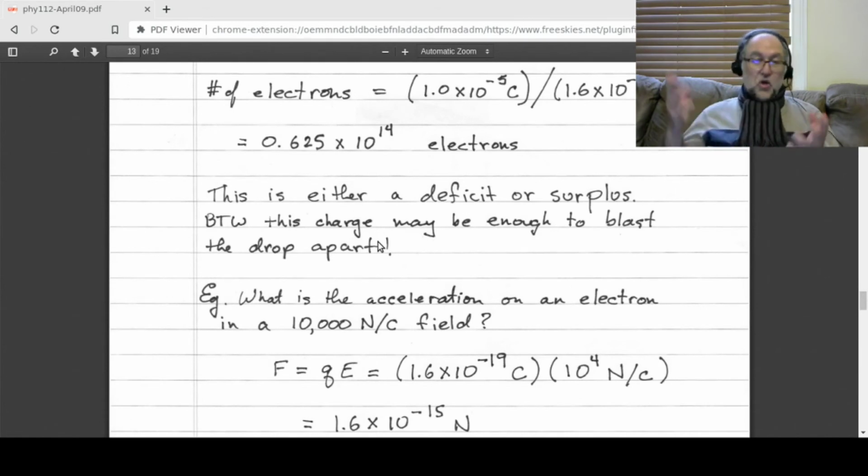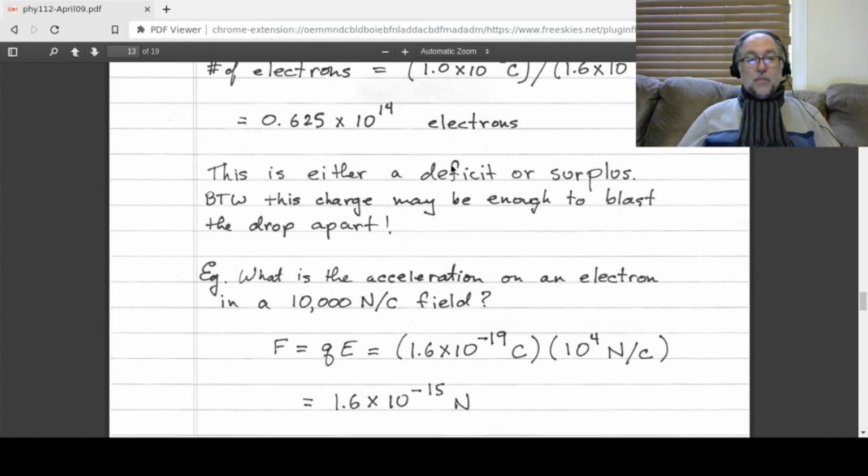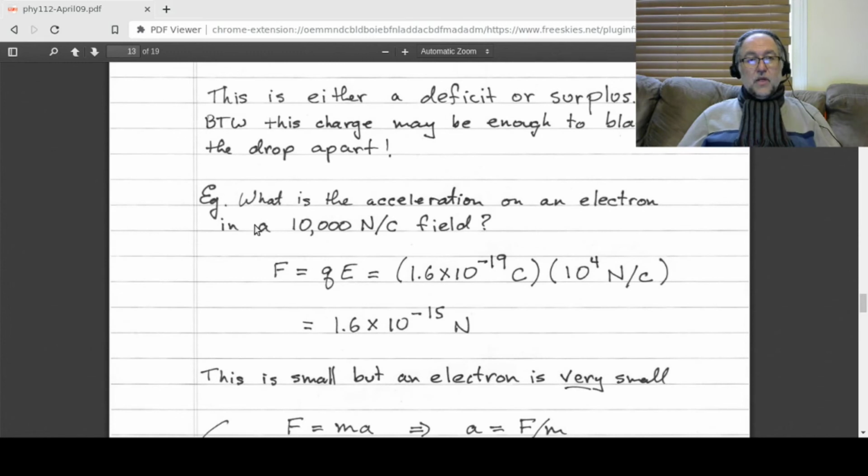Okay, so I don't know, but that is the correct answer there. So that's one problem. Here's another problem with electric fields. What's the acceleration of an electron in a 10,000 Newton per Coulomb field?